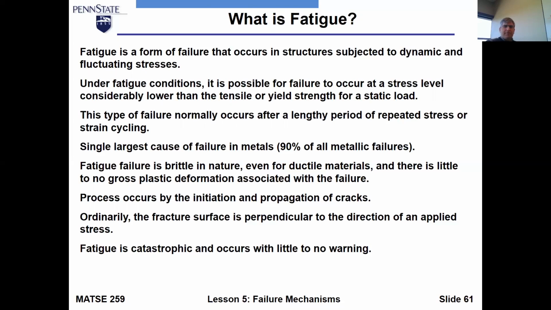And during fatigue, and I will say this, failure can occur at a stress level considerably lower than the tensile yield strength that we see for a static load. This is what makes fatigue something that we really need to pay attention to: failures are occurring below where our design stresses were. So it has a real impact on how we design things. And it's the single largest cause of failure in metals, approximately 90%.